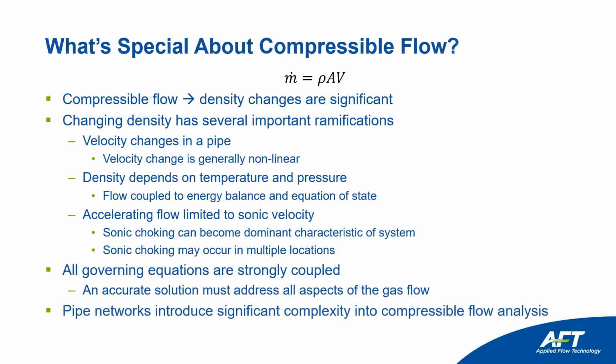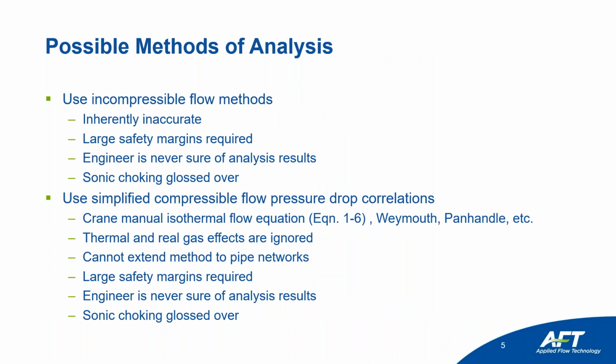So here are some different methods of analysis that you can work with. One of the easiest ways to model compressible flow for gas piping systems is to simply use incompressible flow methods. That would be like if you were using AFT Fathom to model your gas system. This is very, very robust and highly inaccurate. It will require large safety margins. Sonic choking is not even considered, nor are you able to handle heat transfer or elevation changes or real gas effects. It's a very, very simple solution, just to give you a very quick idea of what you might see, but who knows if the results are correct.